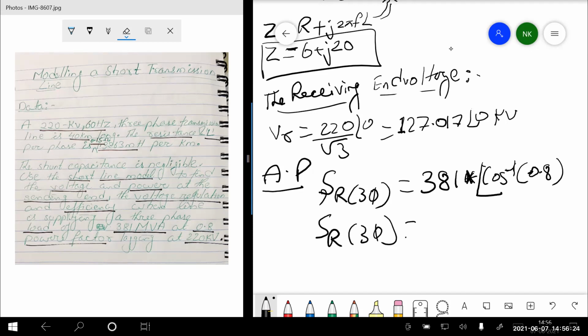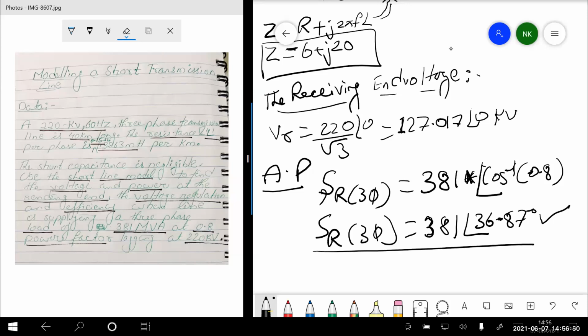That is your three phase, 381. The cos inverse of 0.8 is your angle, 36.87 degrees. Now this is the apparent power in angular form, right? Now if you have to convert from this polar to rectangular form, what will we get? You will get P plus jQ, right? That you were telling, SR, the apparent power, is P plus jQ.